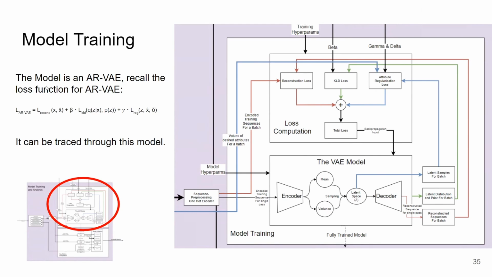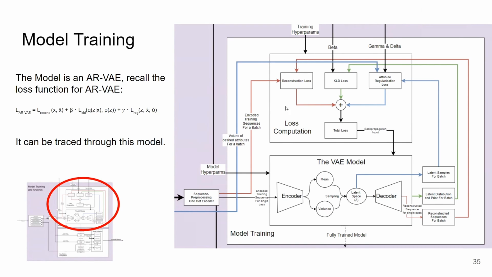And we can actually see, if you recall the reconstruction loss from before, the reconstruction loss going through and being computed here, right? We have all of the individual terms. Here's the reconstruction loss, here's the KLD loss, here's the regularization loss. All of our hyperparameters are coming in. We have beta coming in to moderate the KLD loss. We have gamma and delta coming in to moderate the attribute regularization loss.